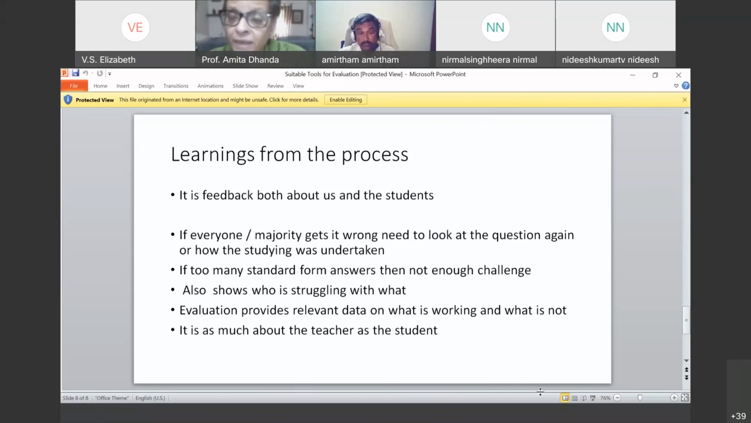The other feedback I also find, because we teach and we examine, the one-on-one relationship just demonstrates to you exactly where the student is struggling and what maybe needs to be rectified in either the teaching method or in the material that one is using. I feel that evaluation provides us data on what is working and what is not. And it's as much about the teacher as the student.